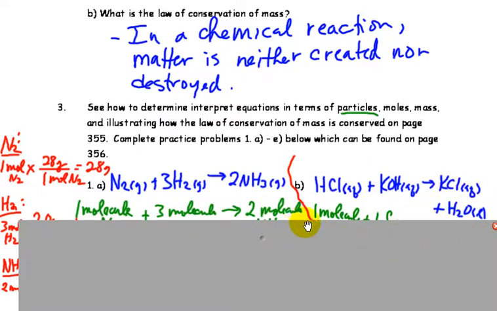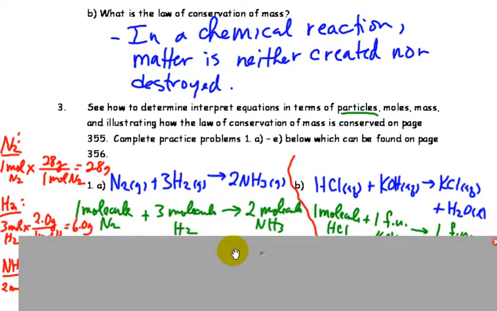Now, from these balanced reactions, you can interpret them in many different ways. 1 molecule, 3 molecules, 2 molecules. So we can talk about it in terms of molecules. These are all non-metal groups, so they are called molecules. 1 molecule of nitrogen gas combines with 3 molecules of hydrogen gas to make 2 molecules of ammonia.